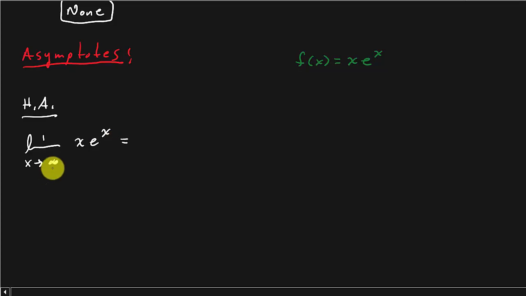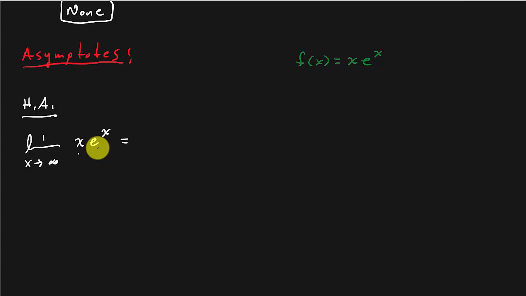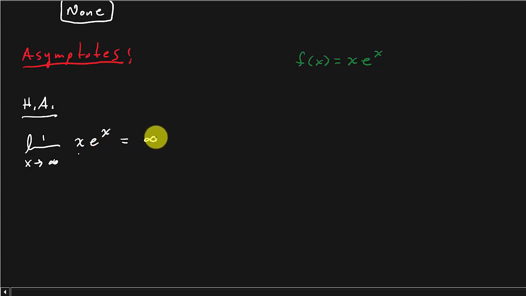Well, we can see here as x goes to infinity, this x here is going to infinity, and this e to the x is going to infinity. So we've got a really big number times another really big number. And what's that going to give us? Another really big number, right? So that's going to infinity. Based on that, there's no horizontal asymptote. But keep in mind, we've only checked as x goes to infinity. Now let's check as x goes to negative infinity.